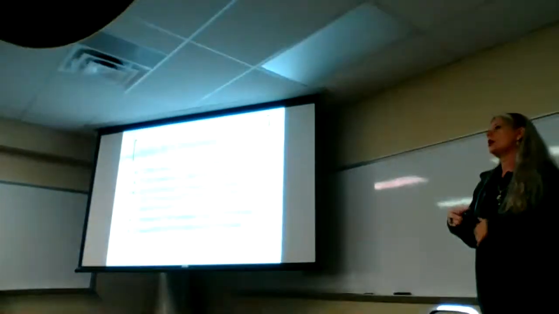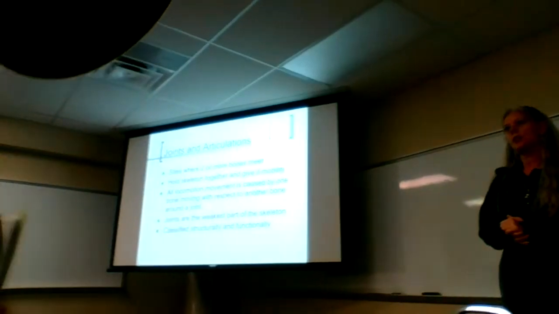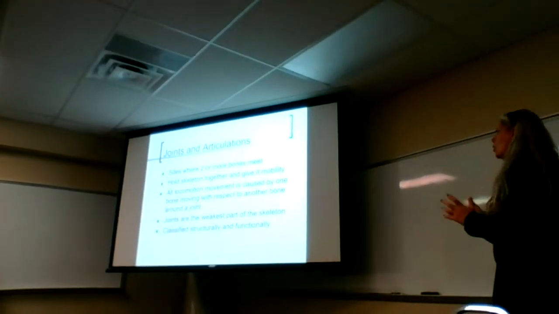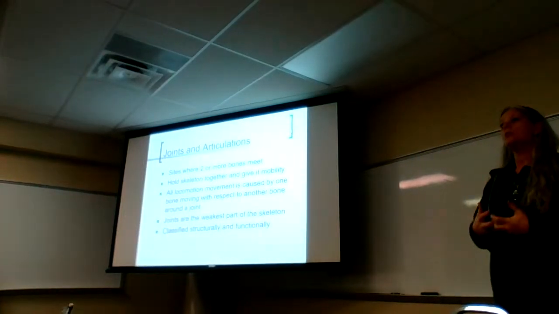Some of it will look vaguely familiar because we just started this in lab as well. So when we look at articulations or joints, keep in mind they're interchangeable. Sometimes your book will say articulations, sometimes it'll say joints. They'll even go back and forth and say articular capsule one minute, and the next sentence is joint capsule. So same scenario. A joint or articulation is a site where two or more bones meet together.